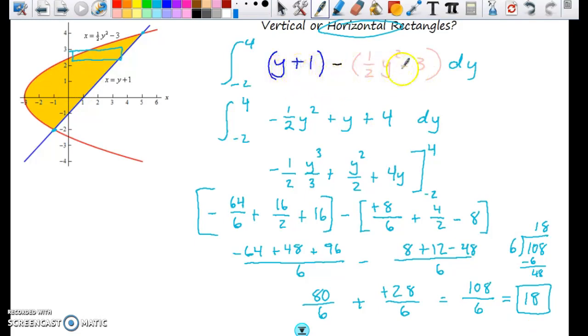I subtracted the blue minus the red. That leaves me with a -1/2 y squared. Y minus no other y's is positive y. 1 minus a -3 is positive 4. I integrate with the general power rule. I substitute in my bounds of integration using the fundamental theorem of calculus, and I find the area of the region.